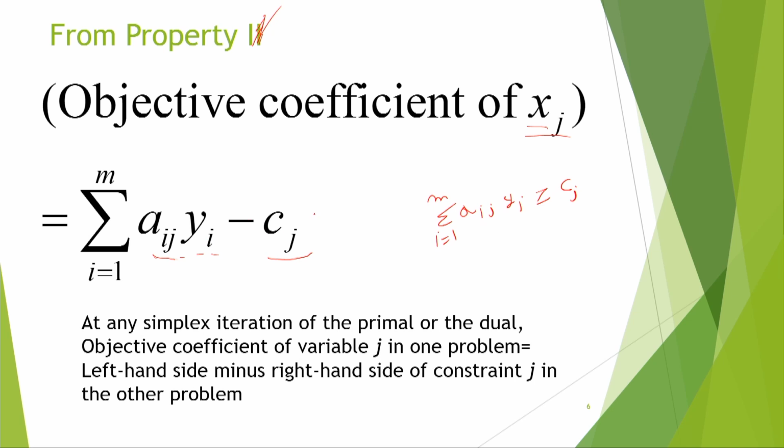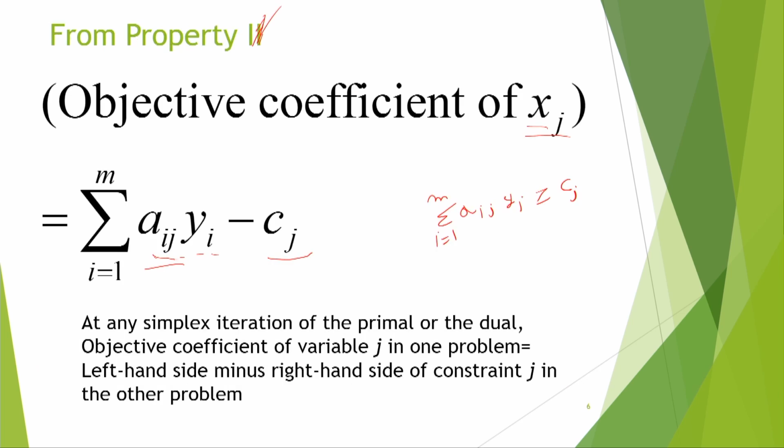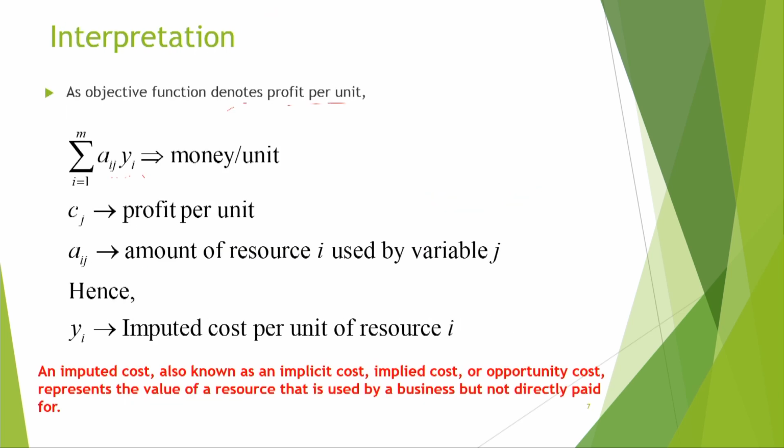So from property 1 we got this, and we already noticed that because cj is the profit, this must be some other thing, a loss, or whatever you call the value of that. So we can interpret that the objective function denotes profit per unit, therefore sigma aij yi is money per unit, because dimensionally they should match. So this is money per unit, and cj is profit per unit. So aij must be the amount of resource i used by variable j, hence y must be some cost. The opposite of profit is cost.